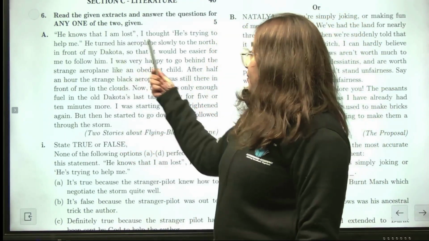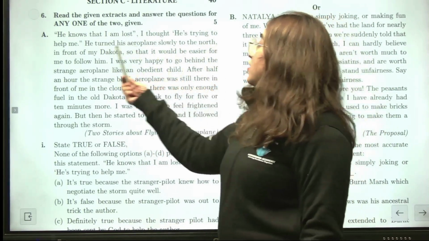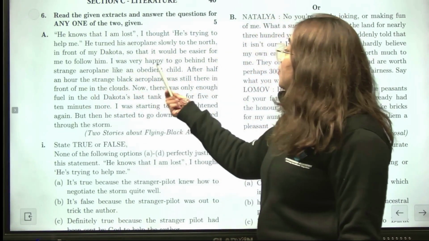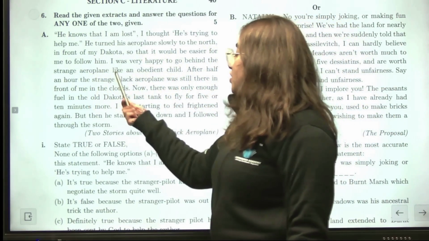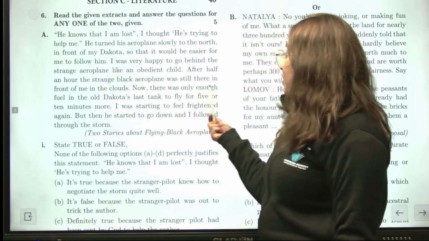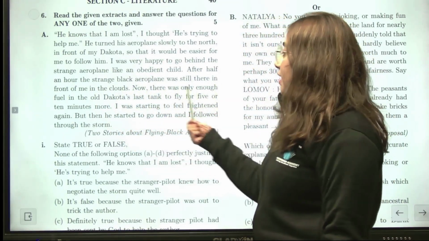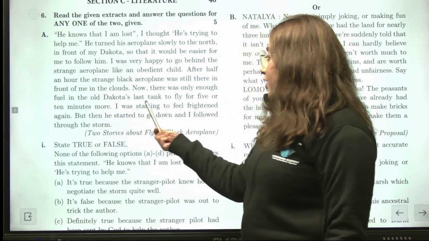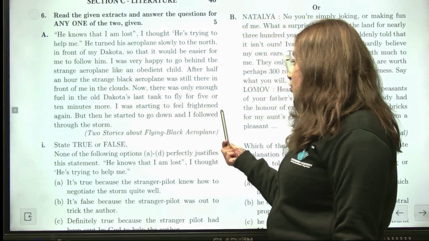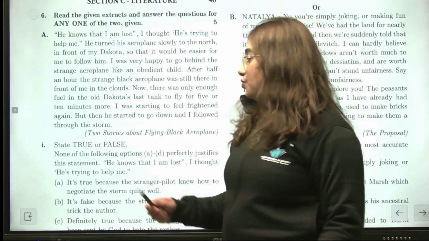He knows that I am lost. I thought he's trying to help me. He turned his aeroplane slowly to the north in front of my Dakota so that it would be easier for me to follow him. I was very happy to go behind the strange aeroplane like an obedient child. After half an hour, the strange black aeroplane was still there in front of me in the clouds. Now there was only enough fuel in the old Dakota's last tank to fly for 5 or 10 minutes more. I was starting to feel frightened again, but then he started to go down and I followed through the storm.